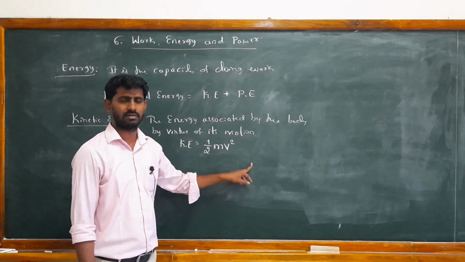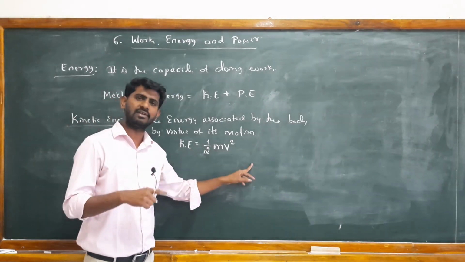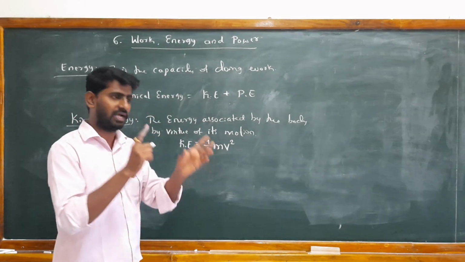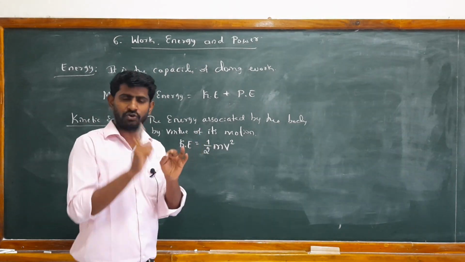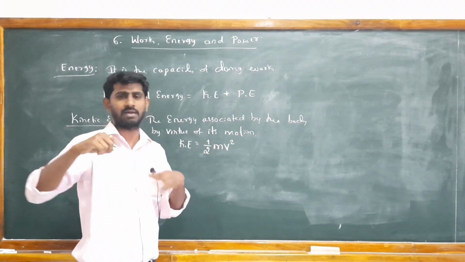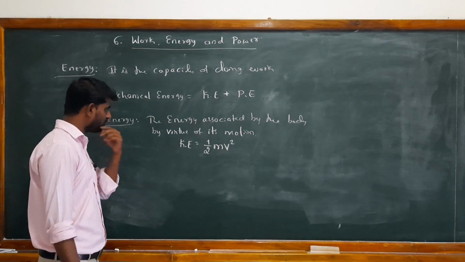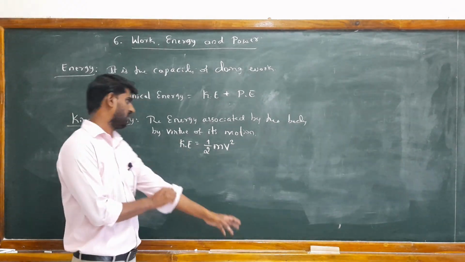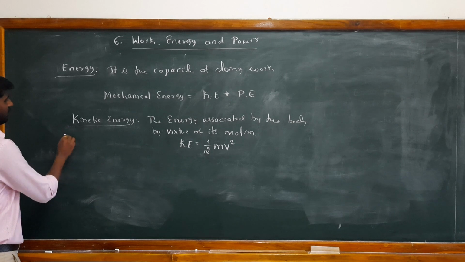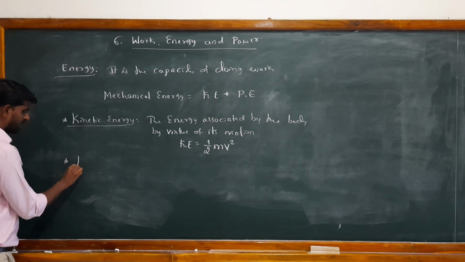What is its SI unit? I already told you, for any form of energy the unit is the same. That may be kinetic energy, potential energy, total energy, heat, electric, magnetic, anything. For all the energies the unit is joule. Okay, and the next form is the potential energy.